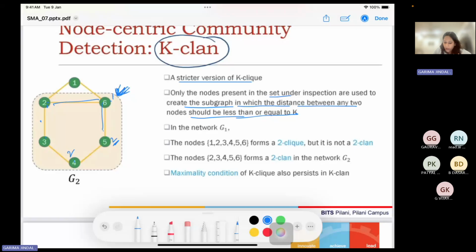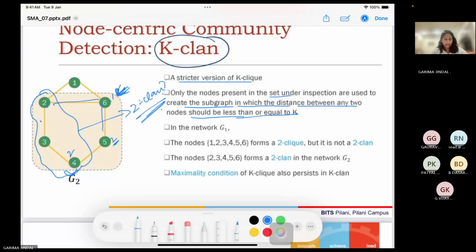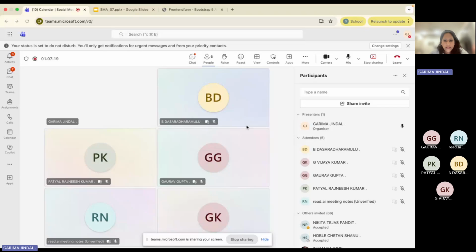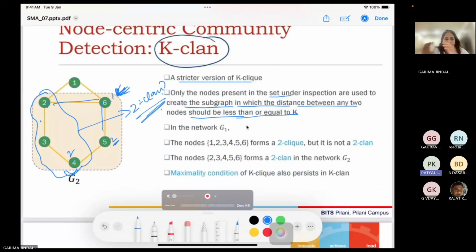Okay, so now let me ask you another example. Suppose I have these nodes. Can I say these are 2 clan? Class, please try to answer the question. Yes, ma'am. It is 2 clan.